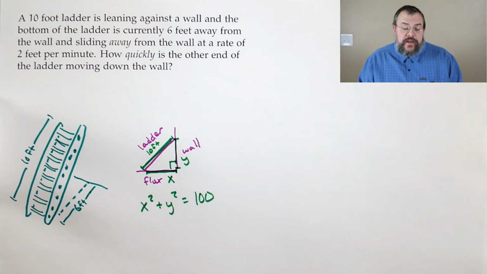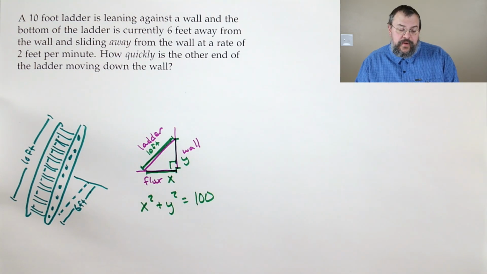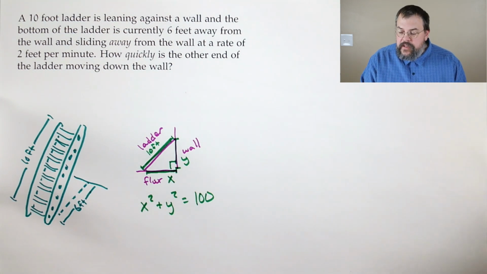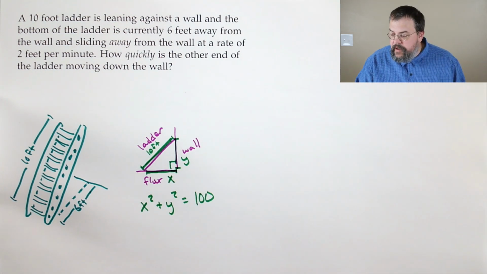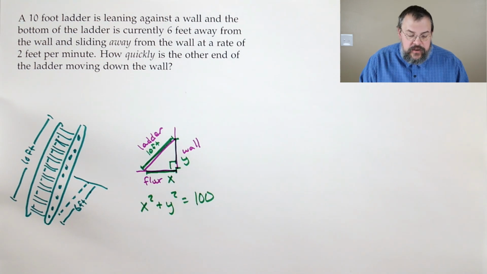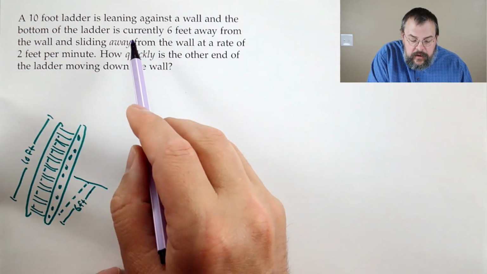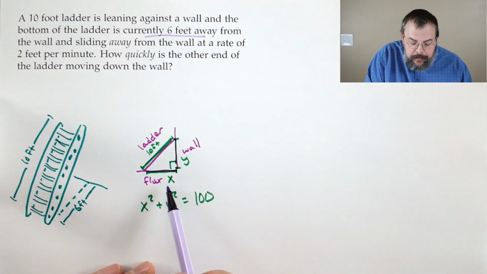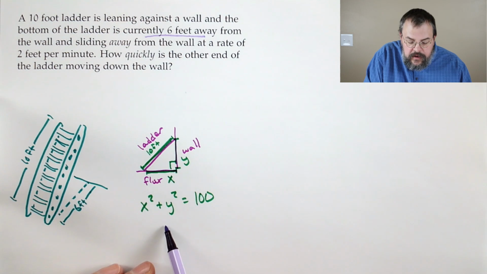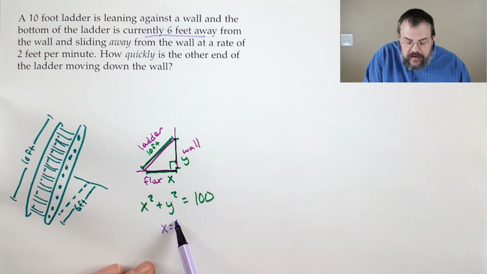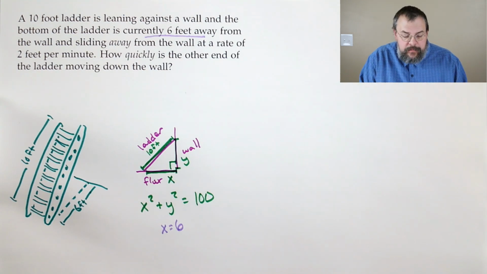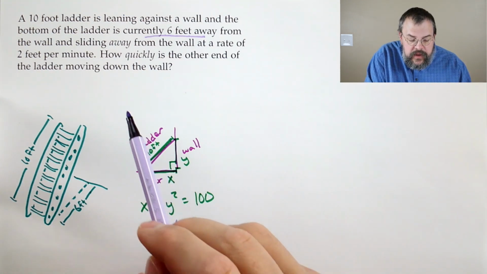Well, we should also identify what do we know. So in other words, in terms of x and y, what do we know? So let's scan through our statement and extract pieces of information. It says the ladder is currently 6 feet away from the wall. So that's something about x. So we're told that x is equal to 6. And that's, again, at that particular moment, not for all time, but at that particular moment.